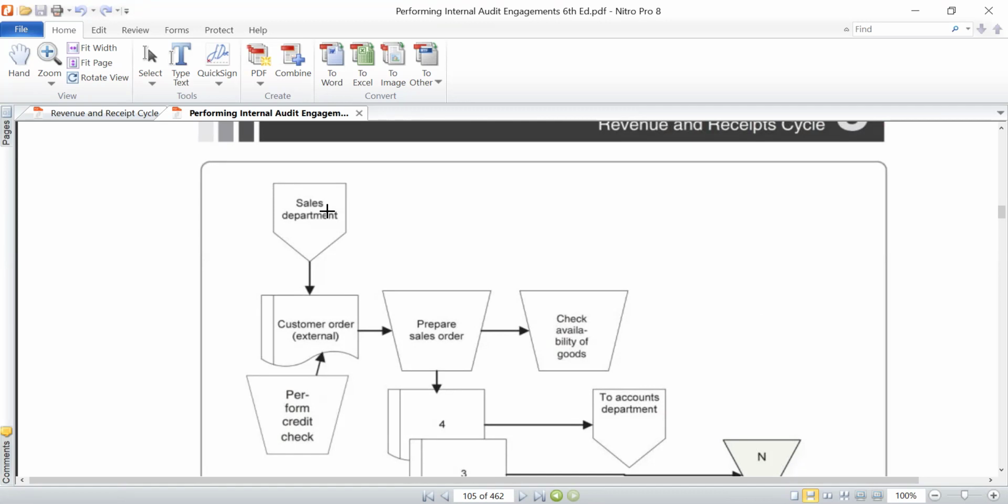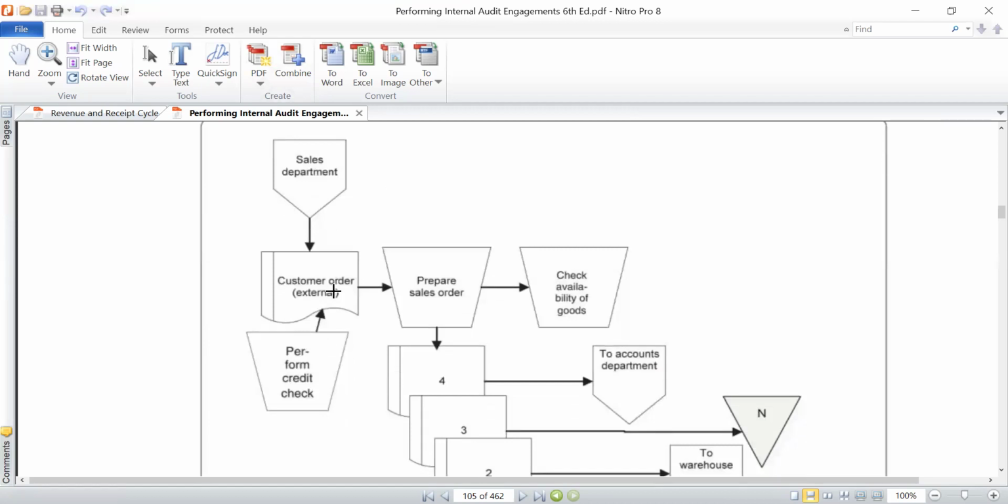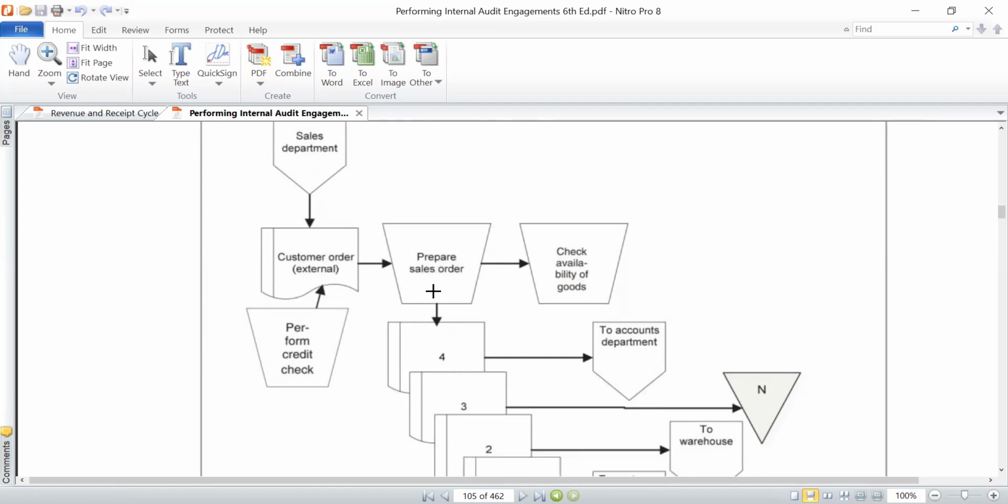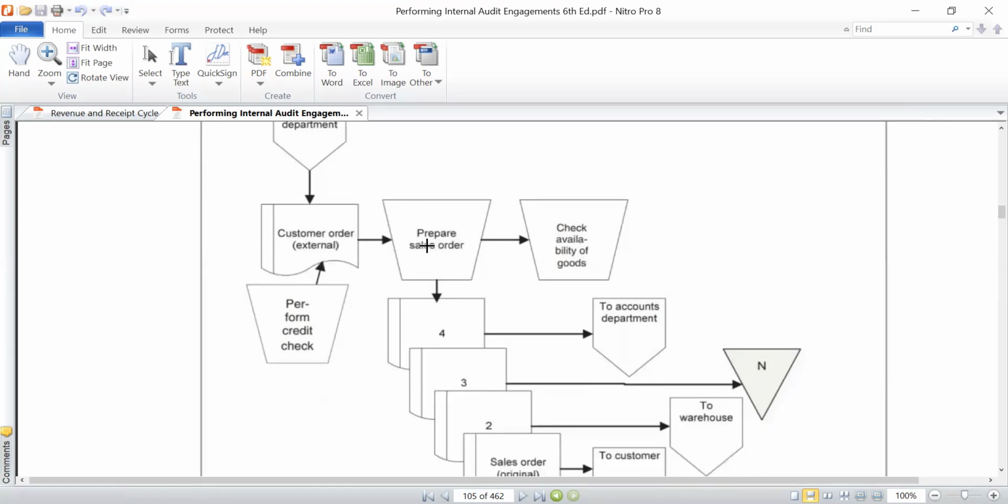So obviously that goes against the blueprint, because when a customer initiates an order, all right, here's what's supposed to happen. The responsible personnel should prepare an internal sales order only after they've checked for the availability of goods.